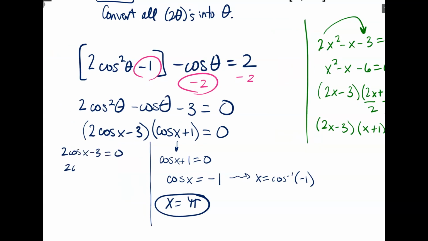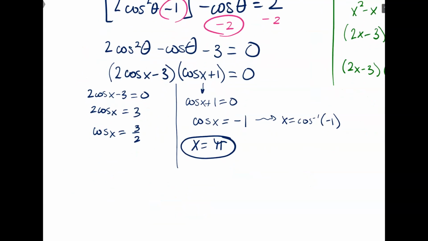Now let me set the other one equal to 0. I have 2 cosine x equals 3. I just add 3 on both sides. So where is cosine x equal to 3 over 2, or 3 halves? I'm asking, for what angle is cosine going to be equal to 1.5? Never. Why? Because it doesn't go higher than 1.